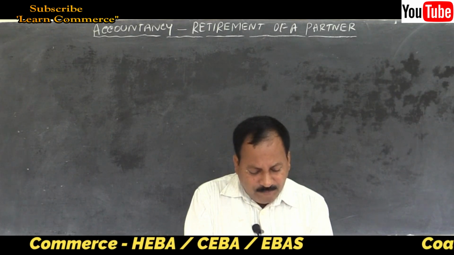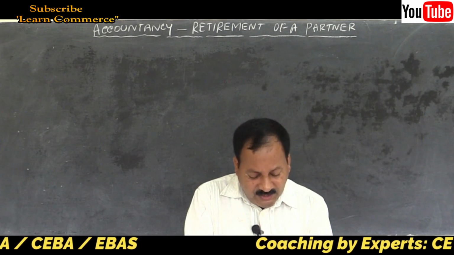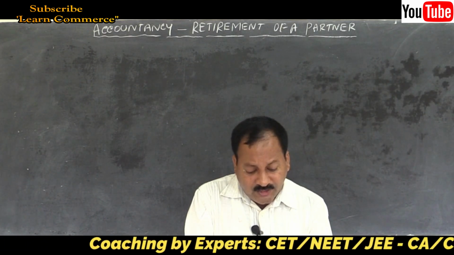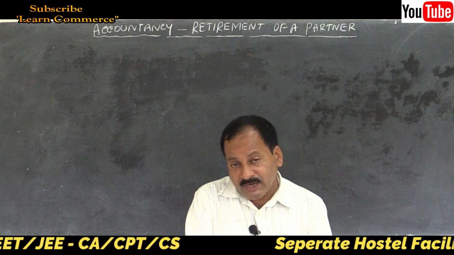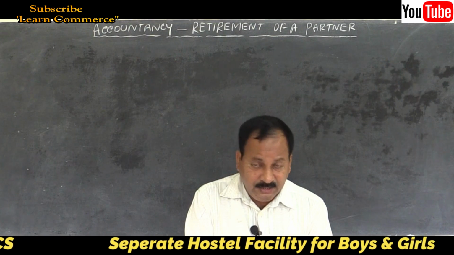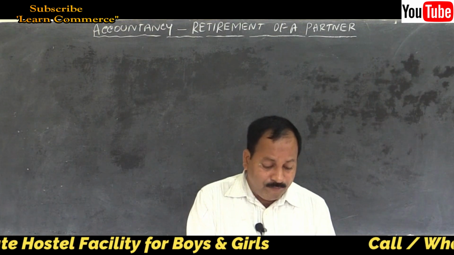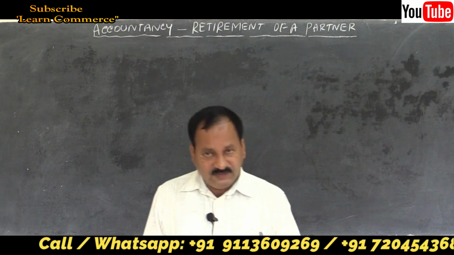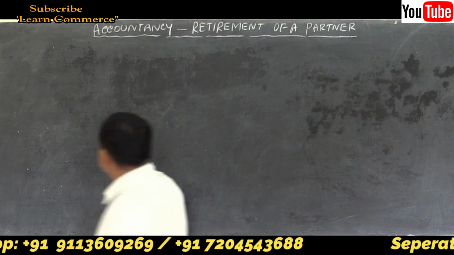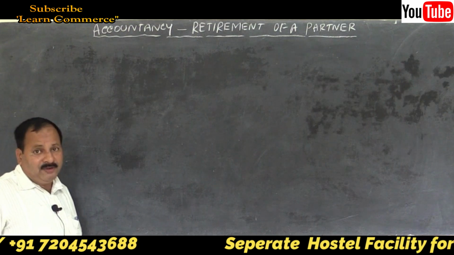B retires from the firm. A and C decided to share the profit in future in the ratio of 4:3. So their new ratio will be 4:3, 4/7 and 3/7. So this is the only information. Let us solve it. Write the first sentence, whatever I told.